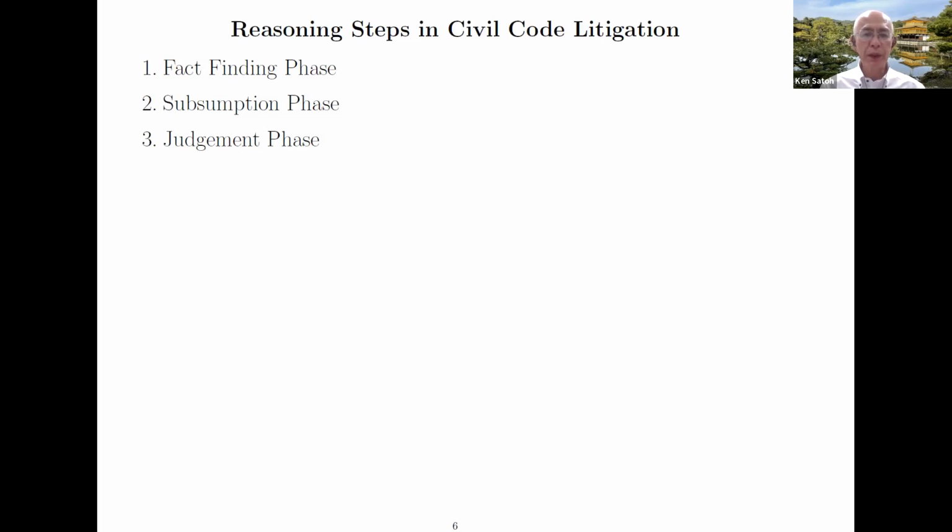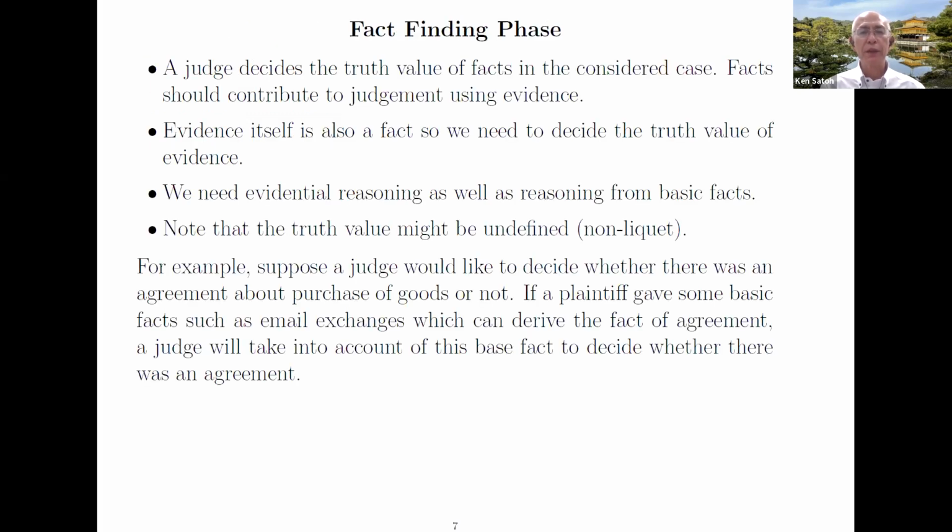So there are three steps in civil court litigation. One is the fact-finding phase. Second is the subsumption phase. And finally, the judgment phase. In the fact-finding phase, a judge decides the truth value of facts in the considered case.